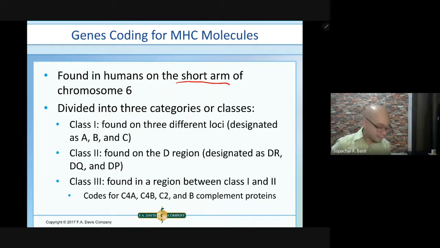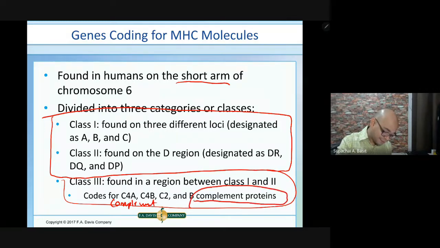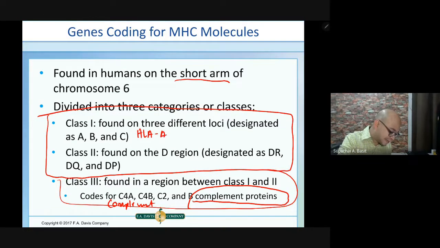However, for today's meeting, we will only be concentrating on the 2 classes, because class 3 molecules are actually complement proteins, and we will be discussing them in another chapter. So for today, we will just be concentrating on 2 classes of MHC molecules, class 1 and class 2. Class 1 is designated as HLA-A, HLA-B, and HLA-C. Class 2 is designated as HLA-DR, HLA-DP, and HLA-DQ.